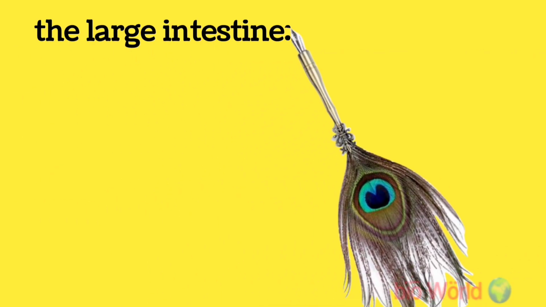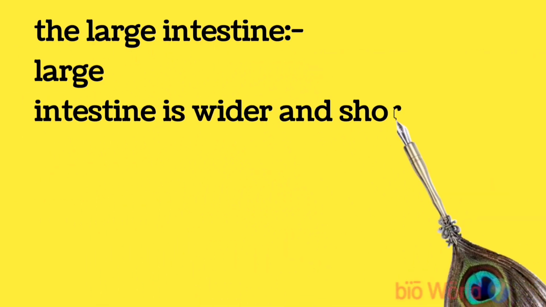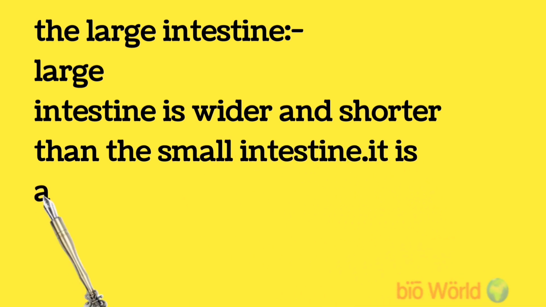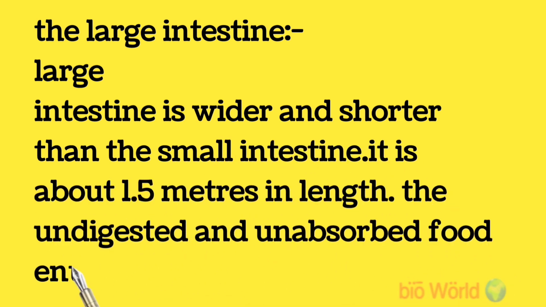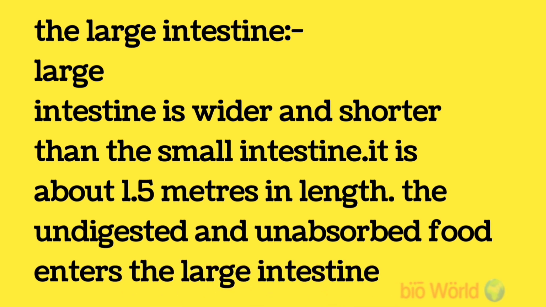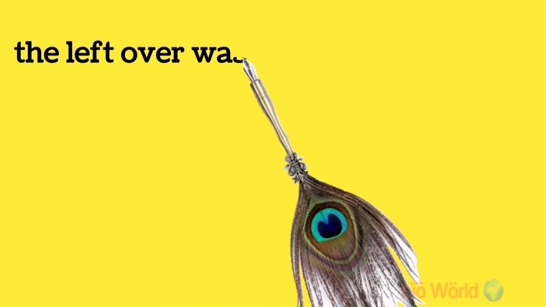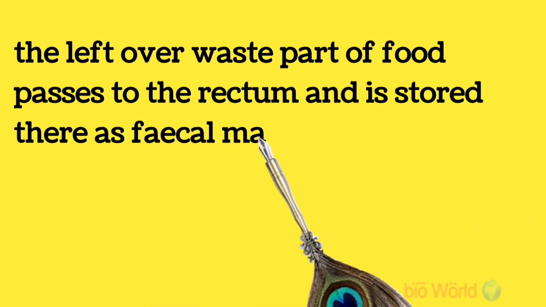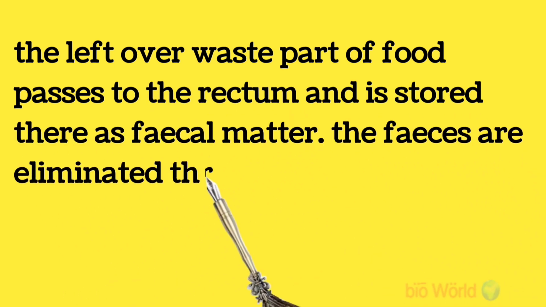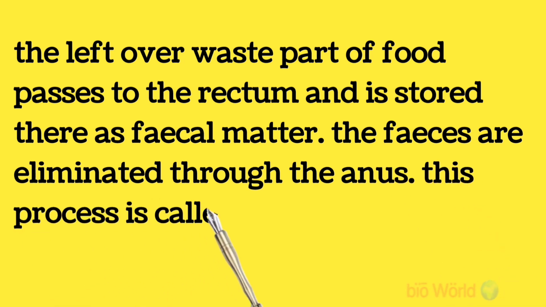The large intestine. The large intestine is wider and shorter than the small intestine. It is about 1.5 meters in length. The undigested and unabsorbed food enters the large intestine. The leftover waste part of food passes to the rectum and is stored there as fecal matter. The feces are eliminated through the anus. This process is called egestion.